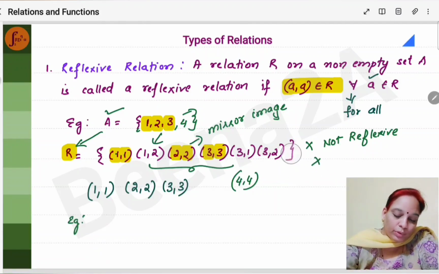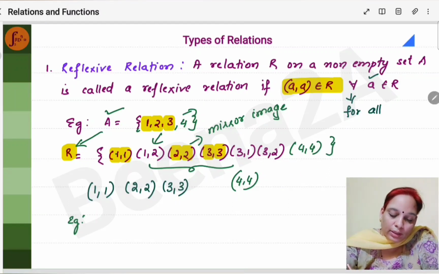Now, if I put 4, 4 also here, say I put 4, 4 also in this particular relation, then this becomes reflexive. Reflexive because there are 4 elements in A, and for all the 4 elements you have ordered pairs in the relation, right, where the first element and second element are the same: 2, 2, 3, 3, 4, 4, 1, 1.